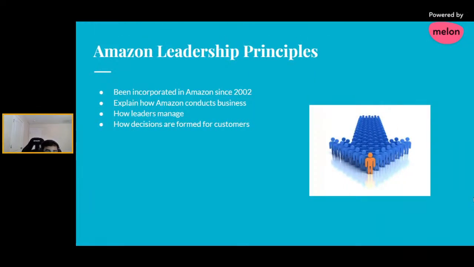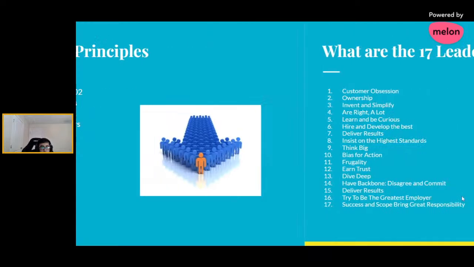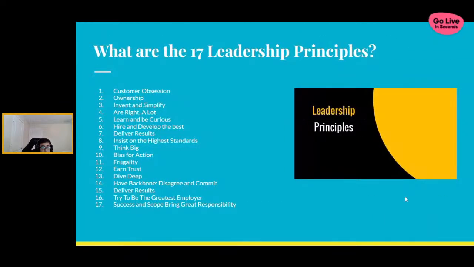All right, now we're going to be talking about Amazon leadership principles. These principles have been incorporated in Amazon since 2002, and it explains how Amazon as a corporation conducts business. It explains how leaders manage and how decisions are formed for customers. The 17 principles, I'm going to list them.